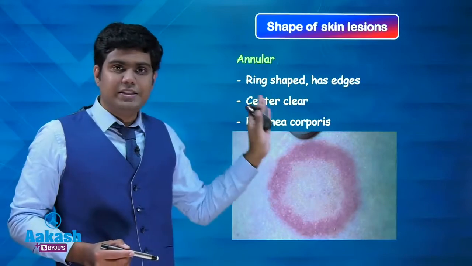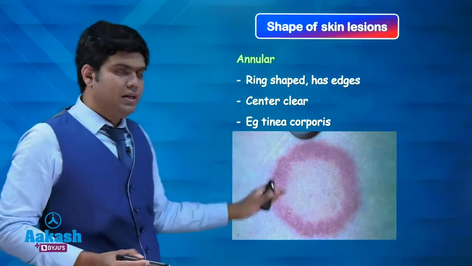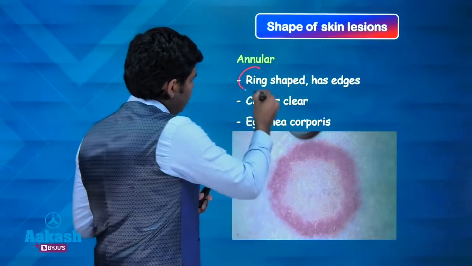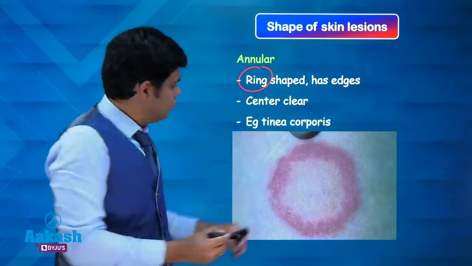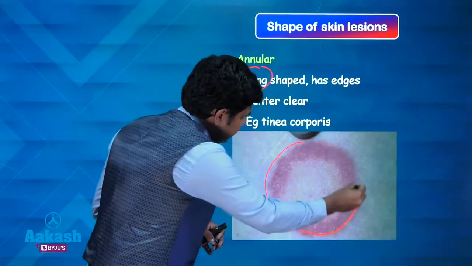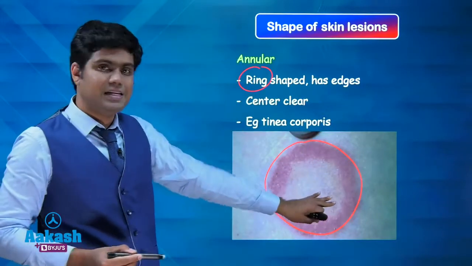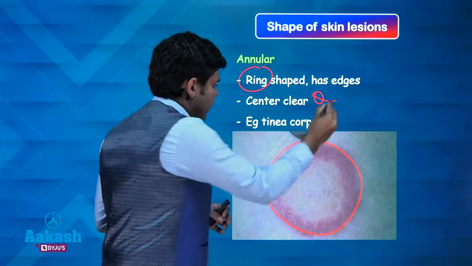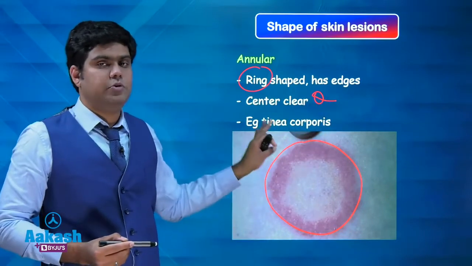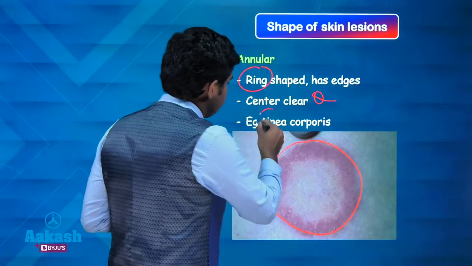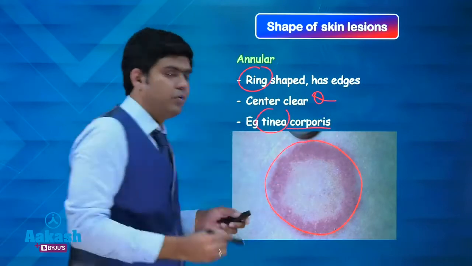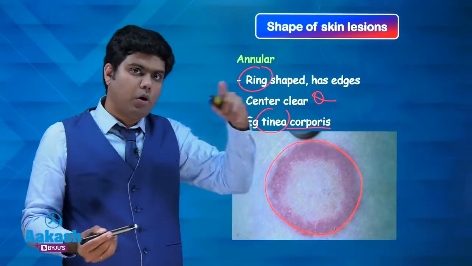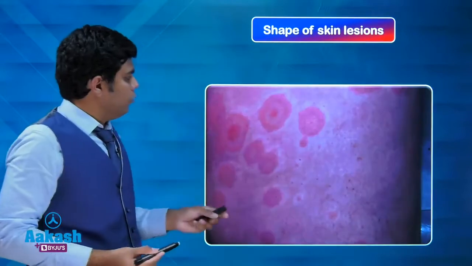Now let us discuss each option one by one. Annular is nothing but ring shaped and it has got clear cut edges. Center is clear, very important. And the classic example for annular lesion is tinea, tinea corporis, tinea cruris, where you get central clearing and a border, annular, right?